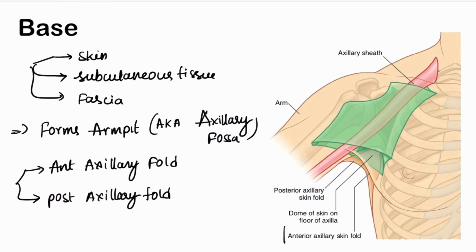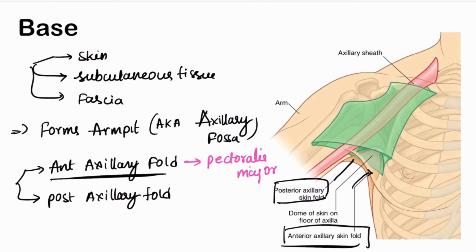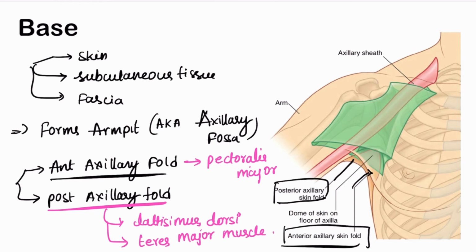This is the anterior axillary fold here, and this is the posterior axillary fold. This anterior axillary fold is formed by the pectoralis major muscle, and the posterior axillary fold is formed by two muscles. They are latissimus dorsi and teres major muscle. And that's all about the base.